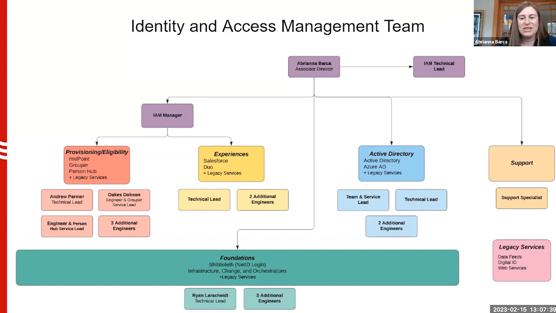Again, most of the focus in this case is going to be, of course, in that provisioning and eligibility bucket. I will also take one more second to note that we have been engaging Unicon as a partner in this work to move Grouper to the cloud and implementing midPoint. So certainly always happy to connect on that as well. While they're not represented on our org chart as a contractor, they've definitely been a really great partner.